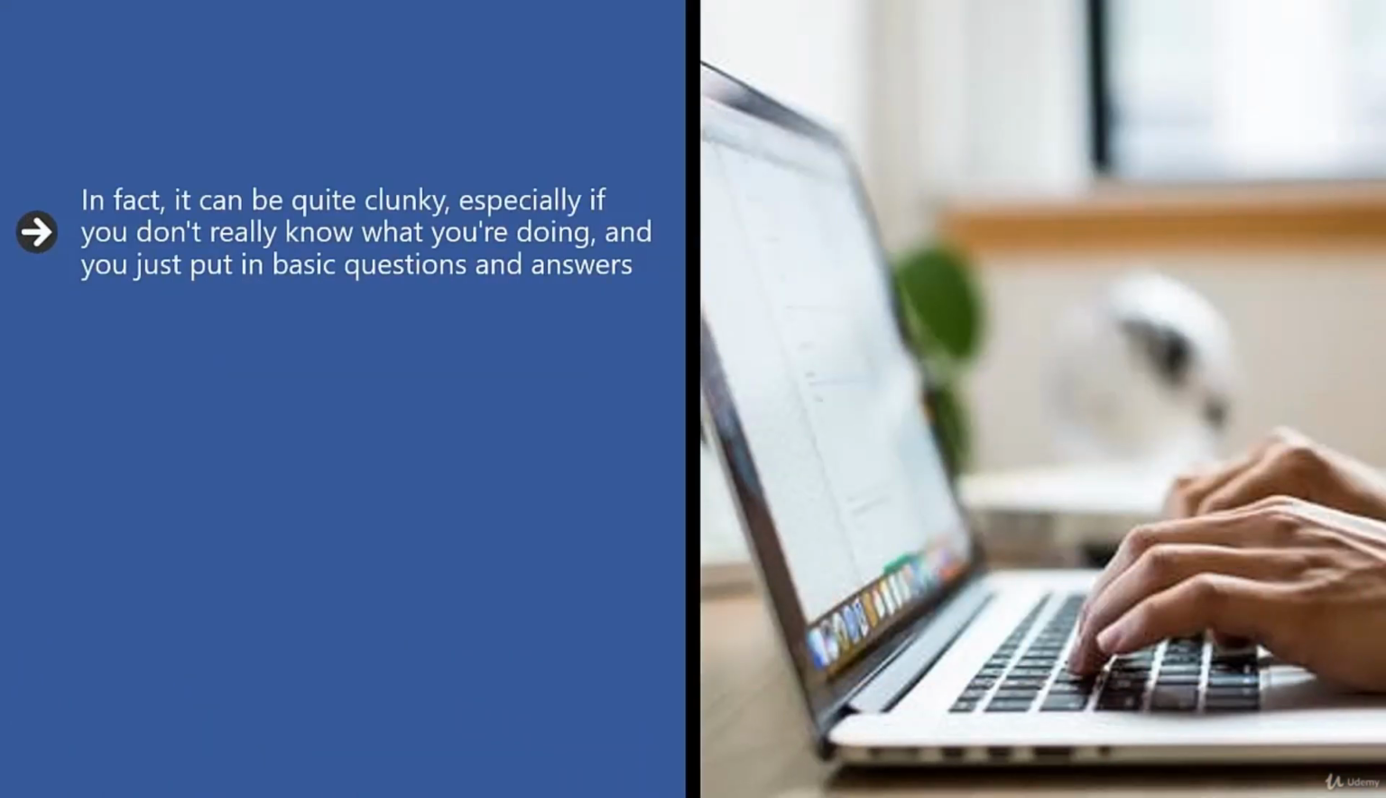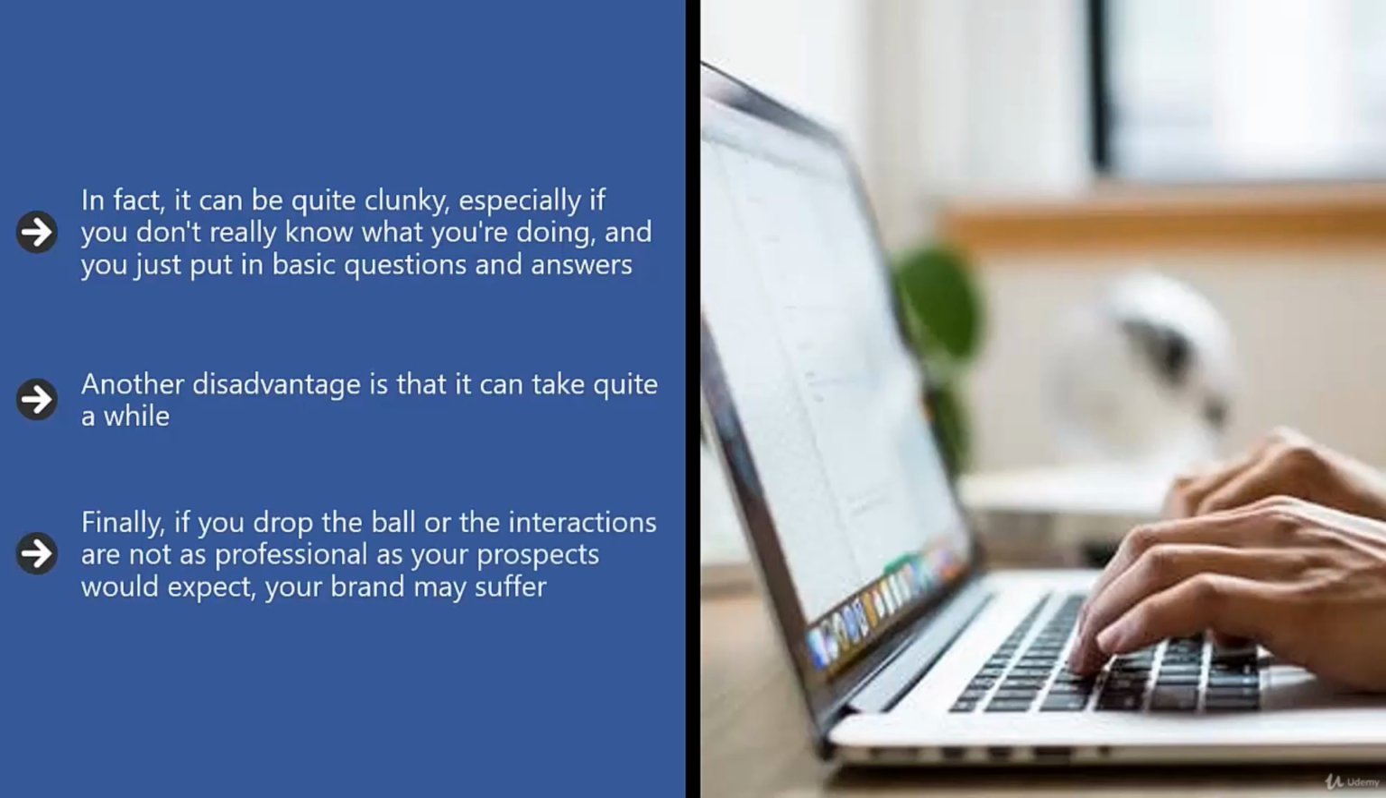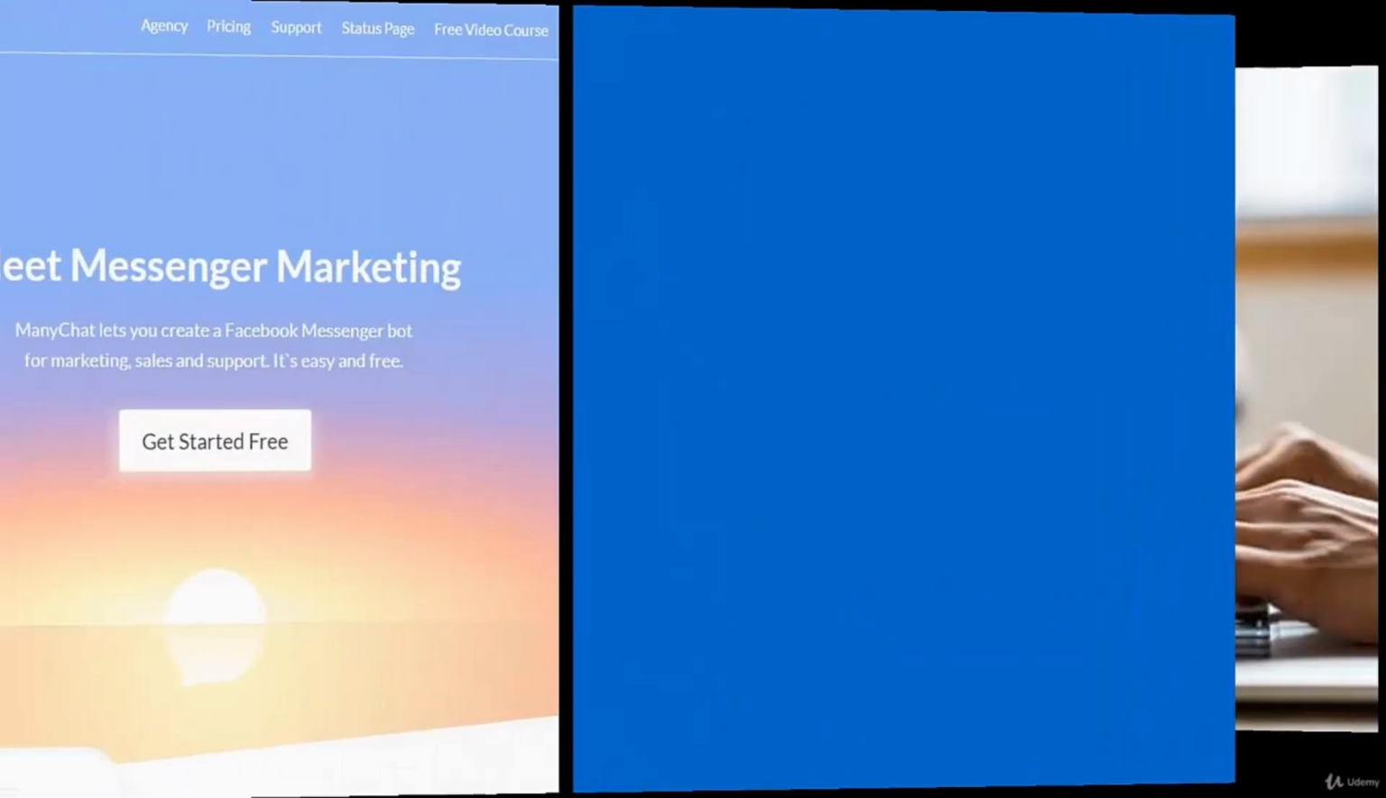In fact, it can be quite clunky, especially if you don't really know what you're doing and you just put in basic questions and answers. A lot of the questions may not be on point. Another disadvantage is that it can take quite a while. Everybody has different learning curves, and if you're trying to come up with something that looks professional, it can take quite a while. Finally, if you drop the ball or the interactions are not as professional as your prospects would expect, your brand may suffer. This is always a possibility. And it may well turn out that the problems it may cause might outweigh whatever benefits and savings you get.